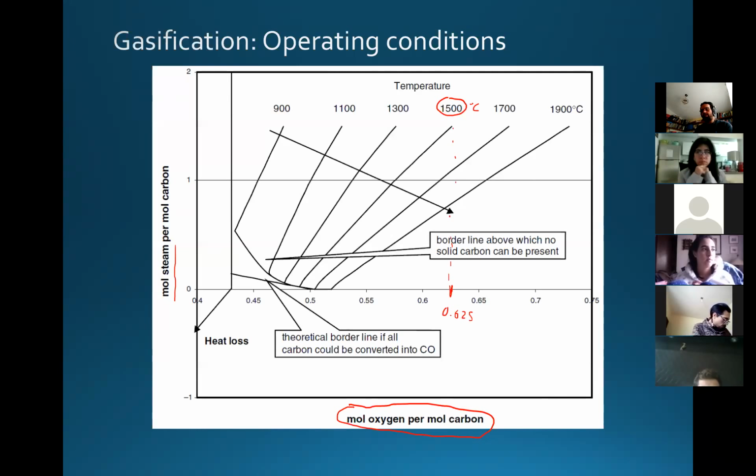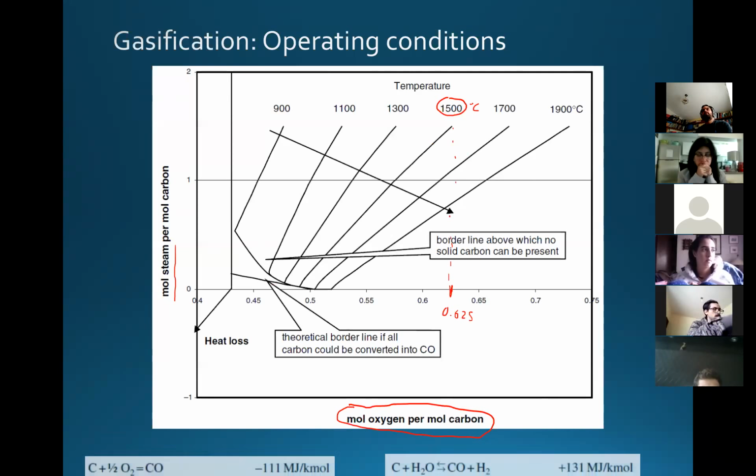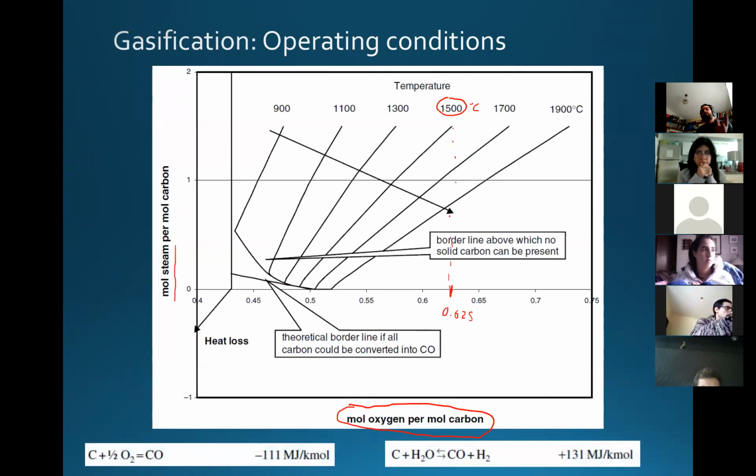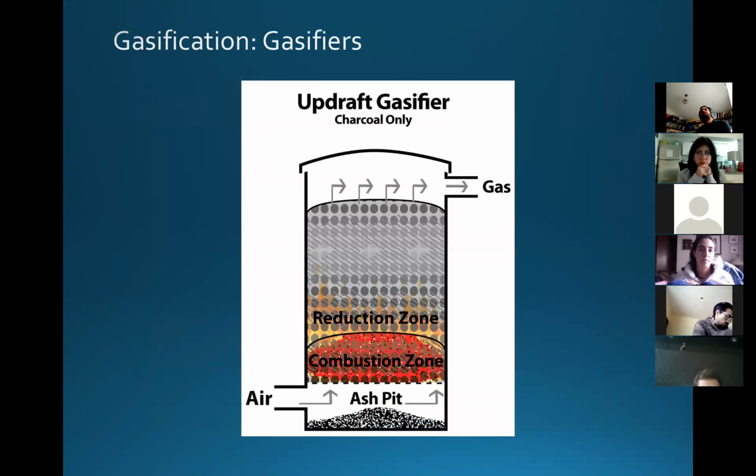So in this plot we can see at what point it would be easier to have a high conversion, and we could know the amount of oxygen that we need for the fuel that we have. And those are the 2 reactions that take place. We have seen them. Okay, so now we go into how a gasifier works.